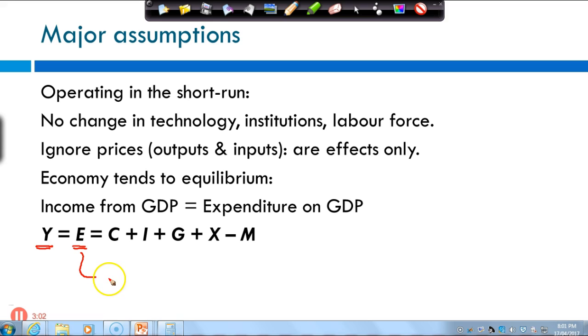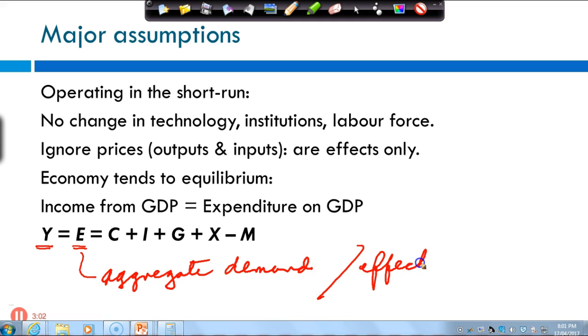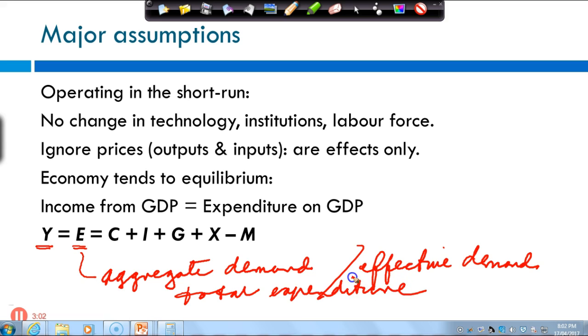This is also sometimes known as aggregate demand, and also sometimes known as effective demand. Anyway, this aggregate demand or effective demand or total expenditure can be divided up into parts. So we have consumption expenditure by households on domestic production, investment expenditure by businesses for the purchase of buildings, new plant and equipment, and so on, government expenditure on the production or the buying of new schools, hospitals, roads, bridges, and so on.